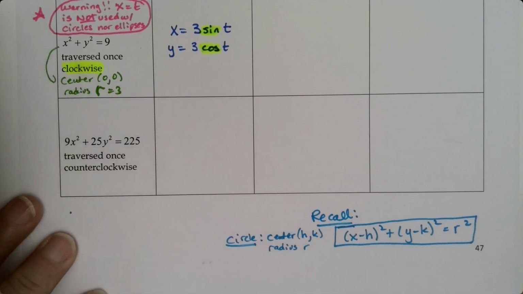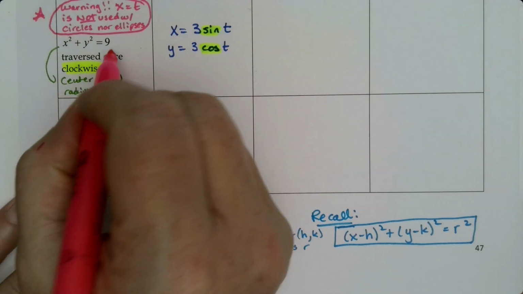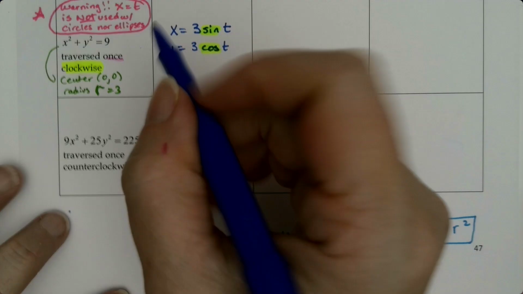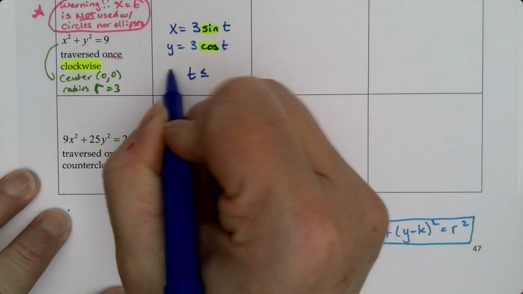All right, now what are we restricting from? We're only going around this once. So you can see it says we're going around once right here. And that means that our domain is going to be restricted from 0 to 2 pi.